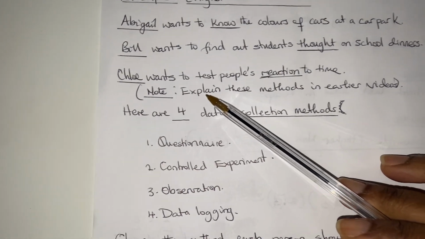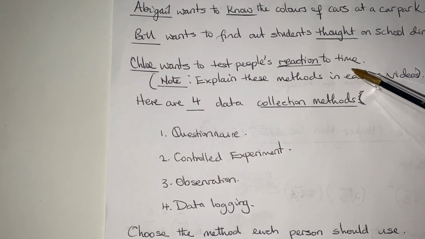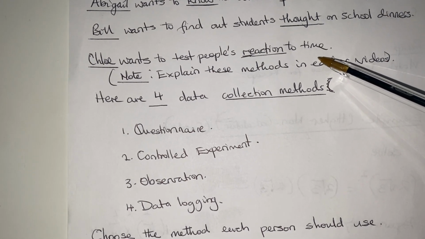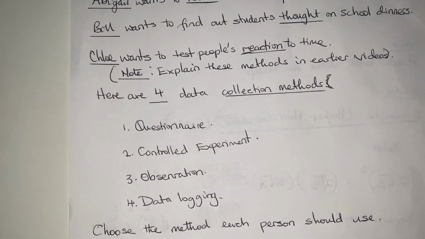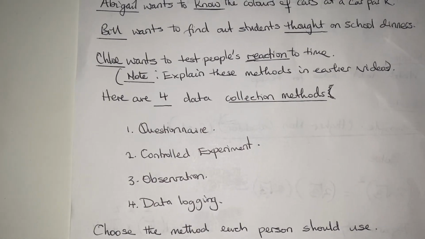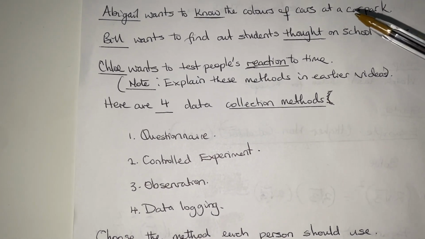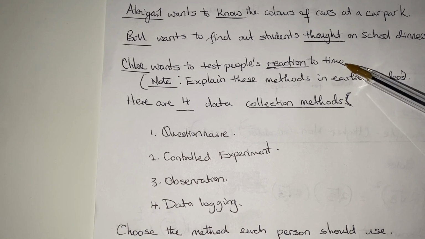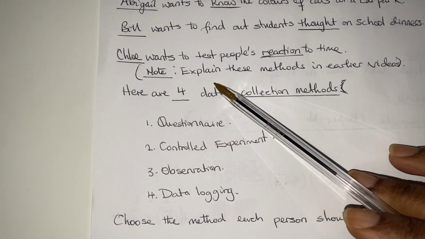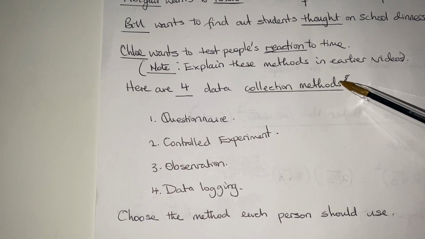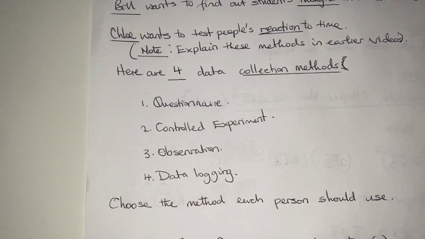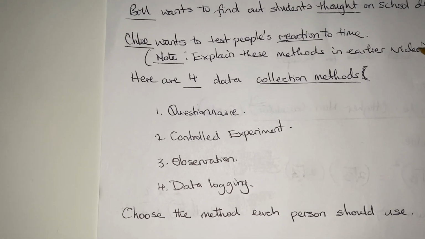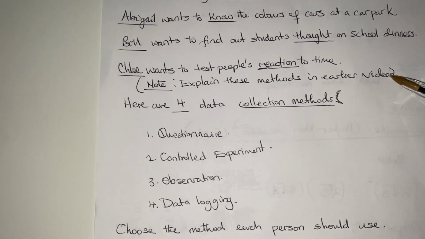Chloe wants to test people's reaction to time. So how consistent they are with time, how they manage their time, whether they are time conscious or not. So that's what Chloe wants to do. Note, I've explained these methods in earlier videos. I think I used statistics to explain. If you go back and watch the probability videos, you will see a lot of this.